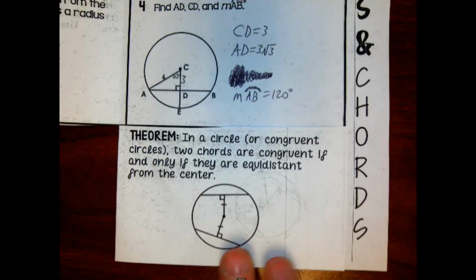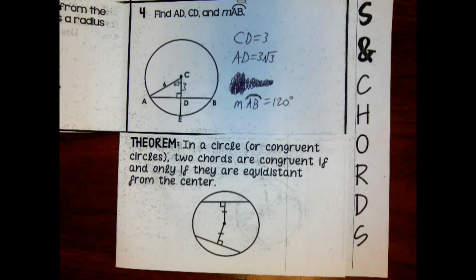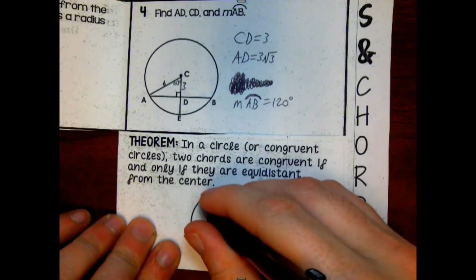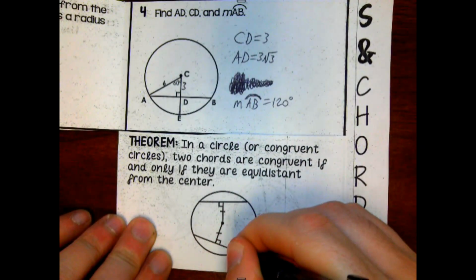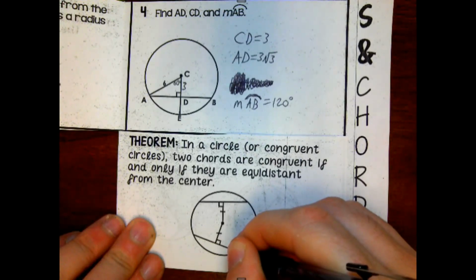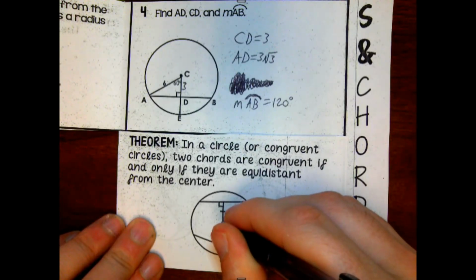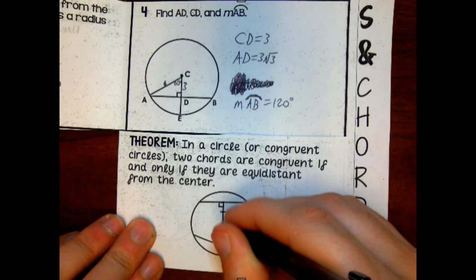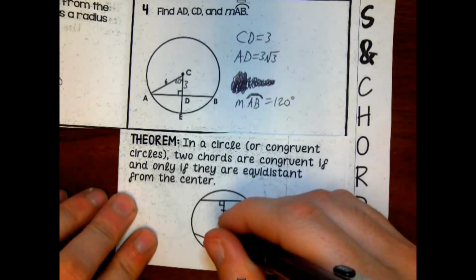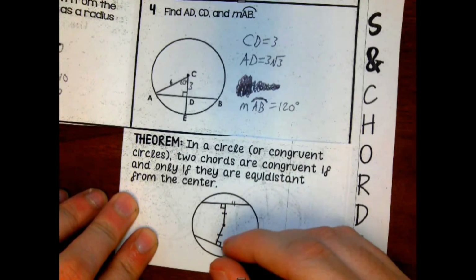Finally, in a circle or congruent circles, 2 chords are congruent if and only if they are equidistant from the center, meaning that this chord and this chord are the same length if the distance from the center is the same, if these 2 lines are congruent. So if these 2 lines are congruent, then that means that these 2 lines are congruent.